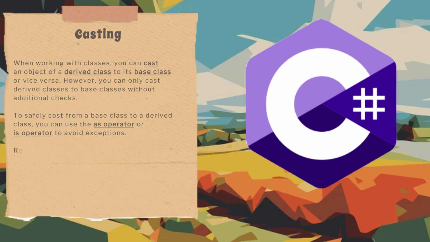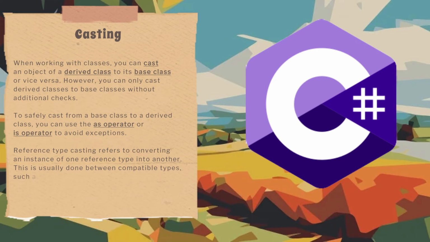to avoid exceptions. Reference type casting refers to converting an instance of one reference type into another. This is usually done between compatible types, such as when working with base and derived classes or interface implementations.